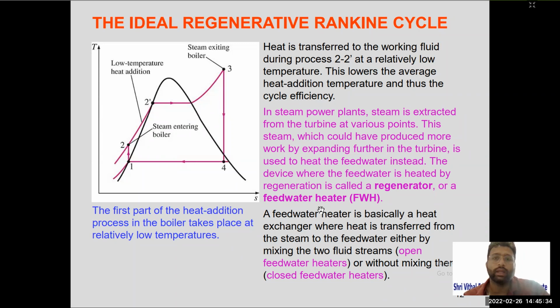And by using the energy of steam, which is taken out from the turbines, we are going to increase the temperature of the water.